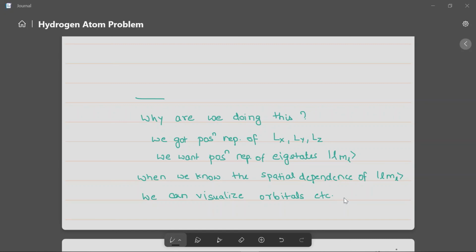Now comes the question, why are we actually doing this? So doing this, we got the position representation of Lx, Ly and Lz. And now we want the position representation of these eigenstates |l, ml>. Once we know the spatial dependence of this state, this is essentially what it will be drawn parallel to. Let me take it as some psi, not exactly the total psi, but you have this r, theta and phi, right? So once you understand how this depends on space, it will help us understand what the shapes of the orbitals are, and hence we'll use this algebra to understand our problem.